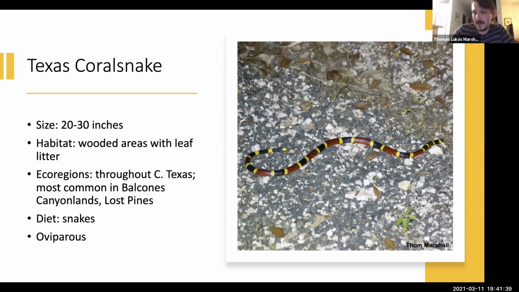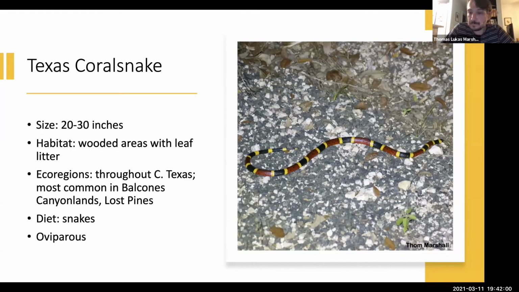These snakes specialize in eating other snakes, particularly the fossorial snakes that we talked about earlier. So rough earth snakes, blind snakes, and snakes like that are some of their favorite prey. But I've also seen them eating juvenile rat snakes as well.